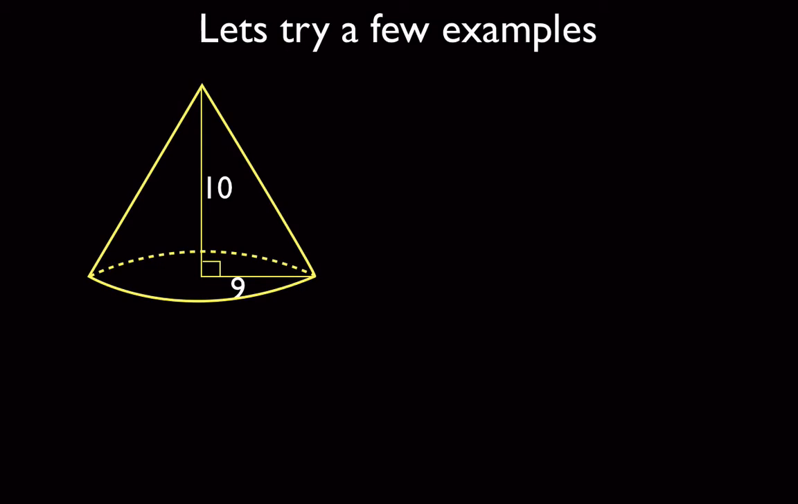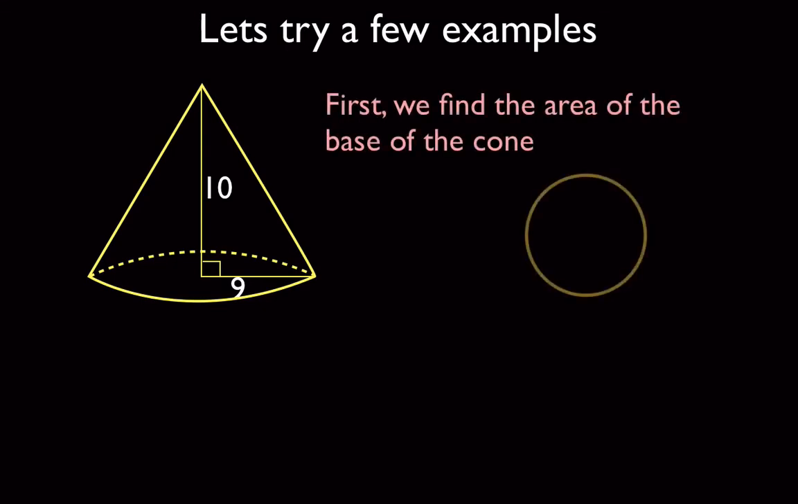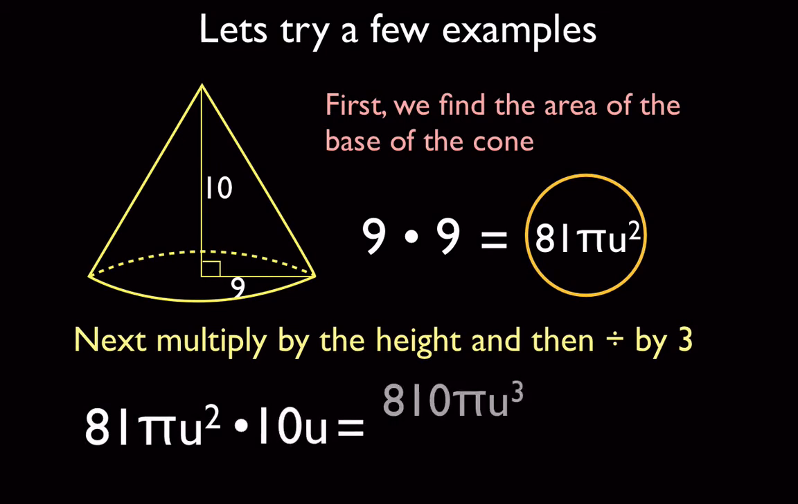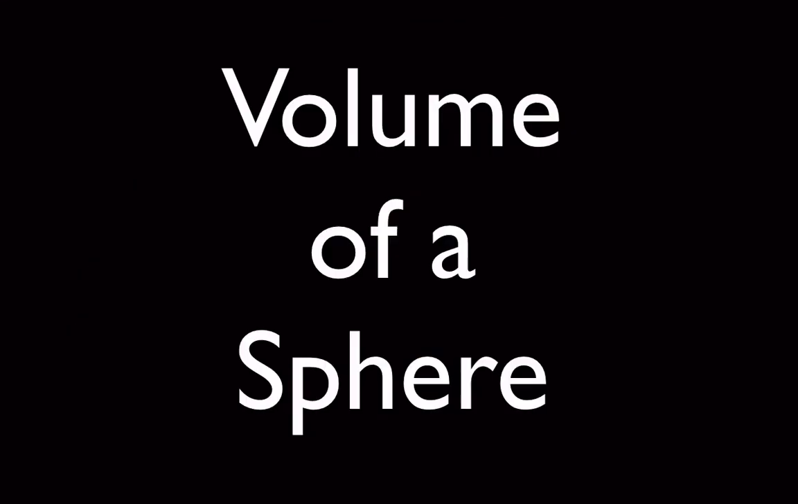Okay, so let's go ahead and get started. We're going to start with the area of the base. The base is a circle with a radius of 9. So 9 times 9 is 81 pi units squared. We're then going to multiply that by the height. 81 times 10 is 810 pi units cubed now. And we're going to divide that by 3 because it goes to a point. 810 divided by 3 is 270 pi units cubed.